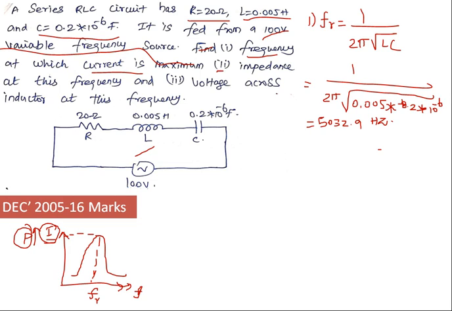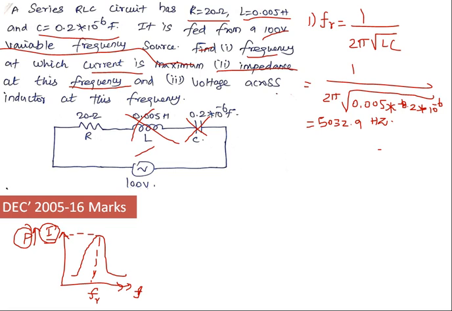What is the second question? Impedance at this frequency, that is, impedance at resonant frequency. So at resonant frequency, what is the condition of the circuit? At resonant frequency, the effect of inductance will be cancelled by the effect of capacitance, so inductance as well as capacitance will vanish. Automatically the circuit will act as a pure resistive circuit. So at resonant frequency, the circuit impedance will be nothing but its resistance.